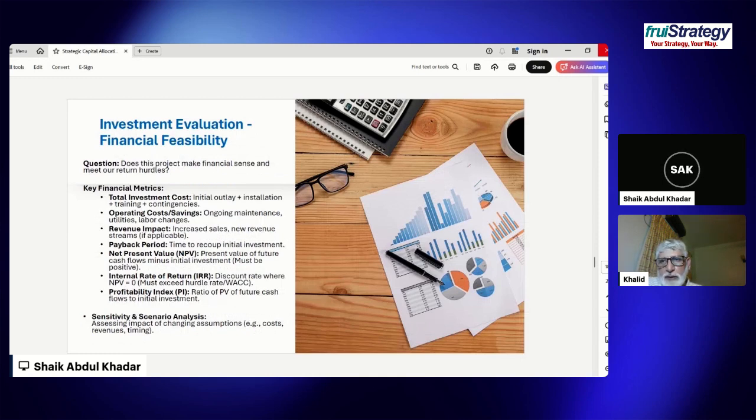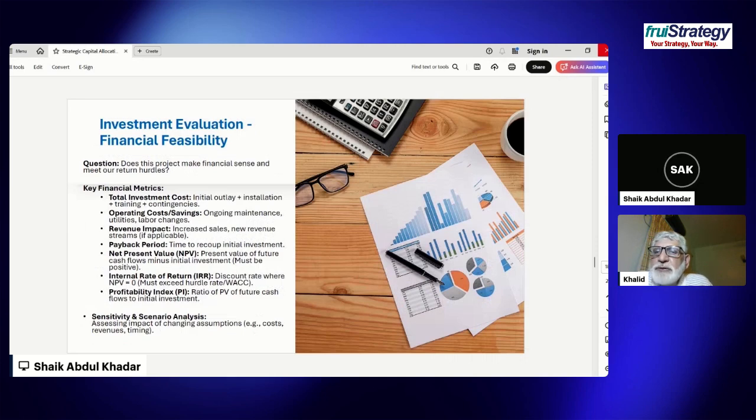So next comes the financial evaluation. We've seen some evaluation earlier in the example. So the question is, does this project make financial sense and meet our return hurdle? I'll explain the return hurdle in my next slides.